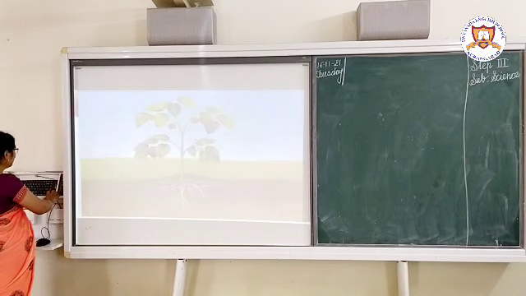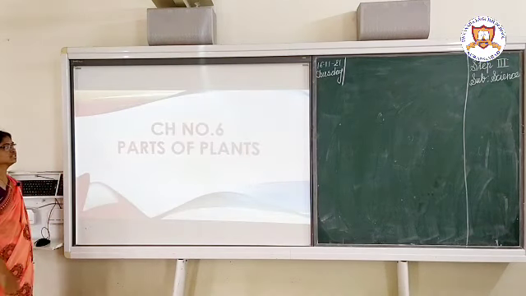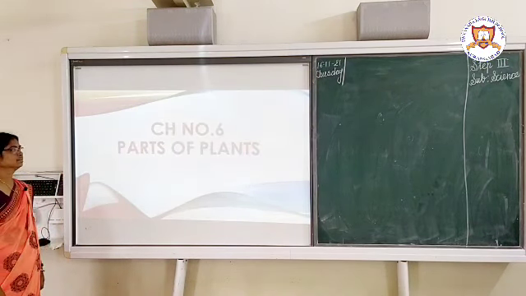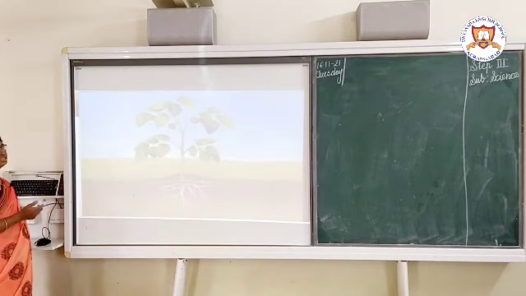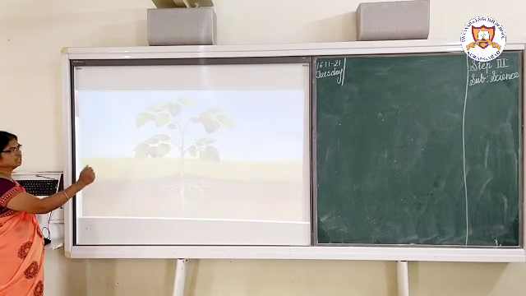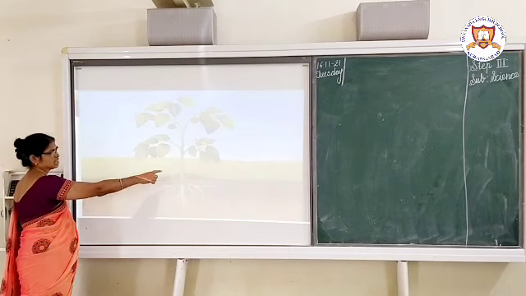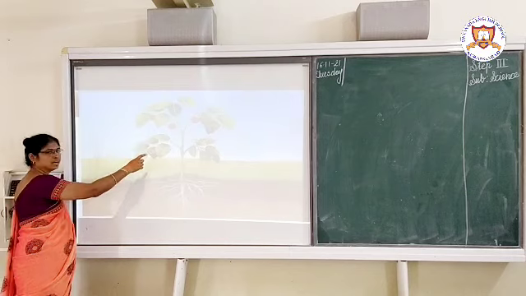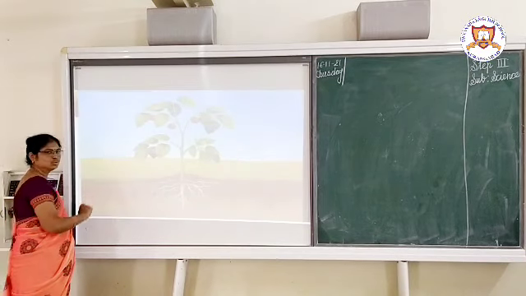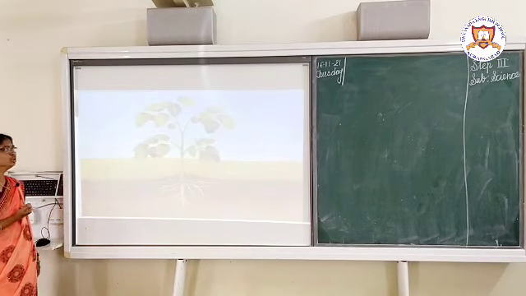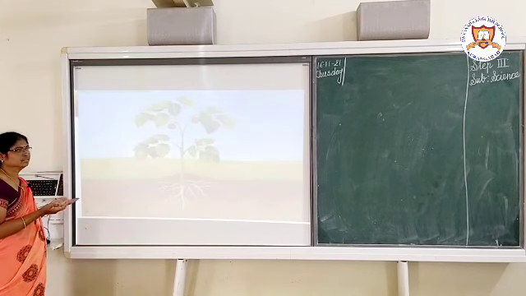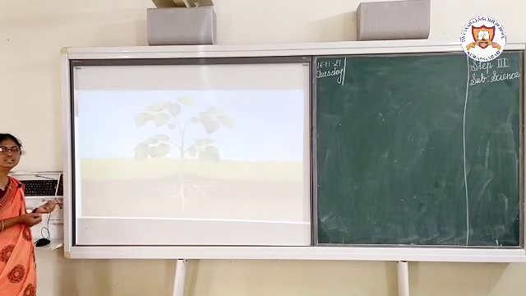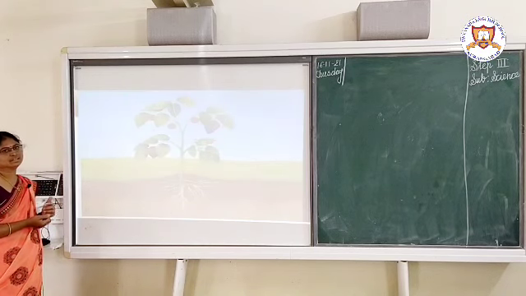So today we are going to learn a new chapter of standard 3rd science, the parts of a plant. Which are these different parts? You can see here in the figure: roots, stem, leaves, branch, flowers, fruits. But do you know how a plant grows? Where does a plant come from? In today's period, we will learn about that.